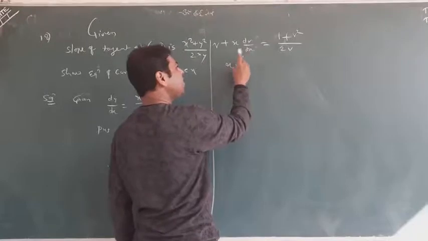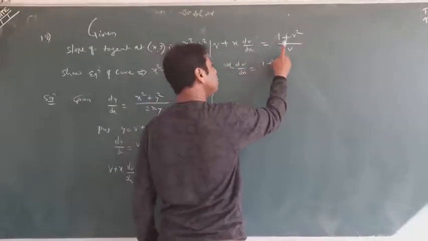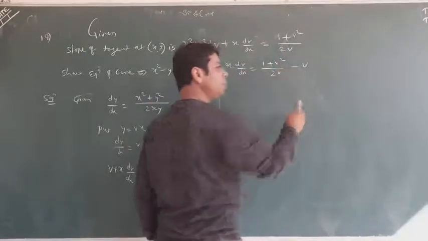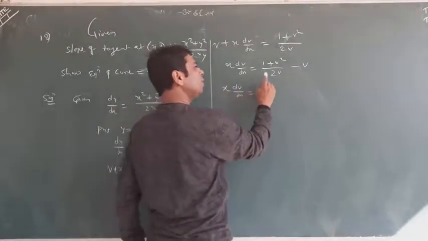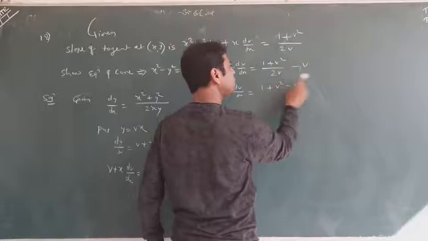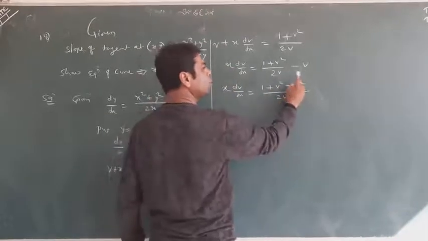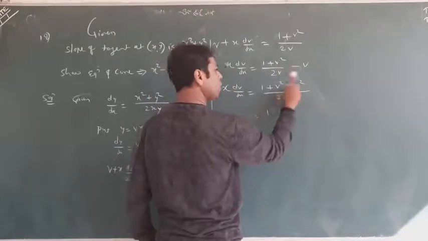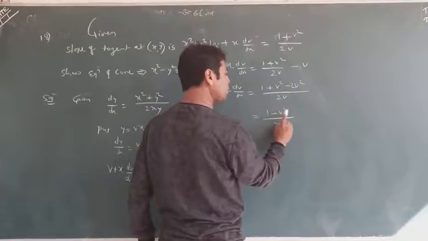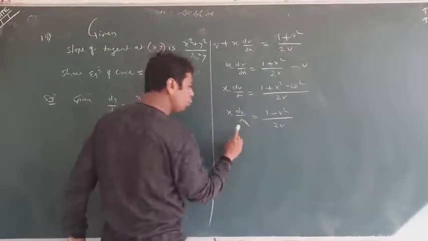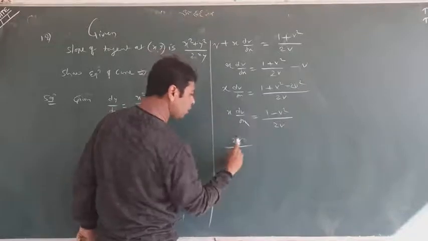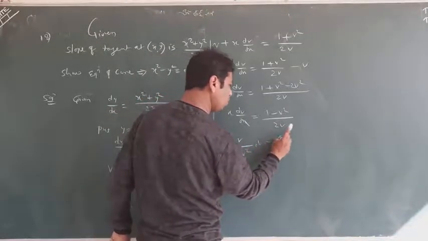Now x dv by dx is equal to 1 plus v square upon 2v minus v. Take an LCM: x dv by dx is equal to 1 plus v square minus 2v square upon 2v, which combines to 1 minus v square upon 2v. Now it is variable separable: 2v upon 1 minus v square dv equal to dx by x.